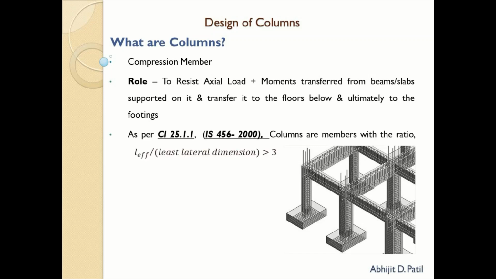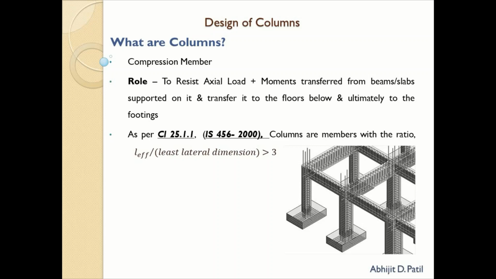And as per IS 456-2000 clause 25.1.1, columns are the members whose ratio, effective length, that is L effective upon least lateral dimension, so lateral dimension is the cross-sectional dimension, the least of that, this ratio should be more than 3. What is L effective, that we are going to see soon.